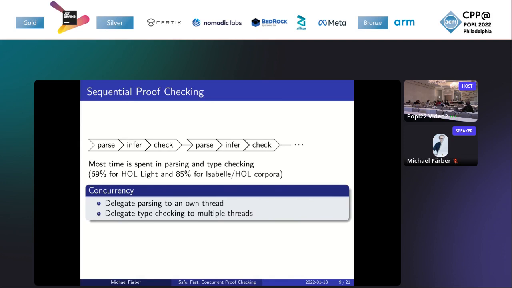And my benchmarks showed that most of the time during proof checking is spent in parsing and type checking. So it seemed natural for me to introduce concurrency in these 2 phases, in particular to delegate parsing to a known thread and to delegate type checking to multiple threads.